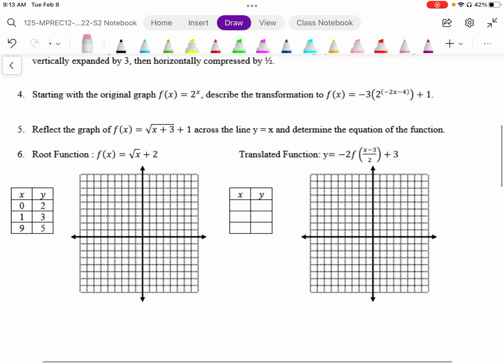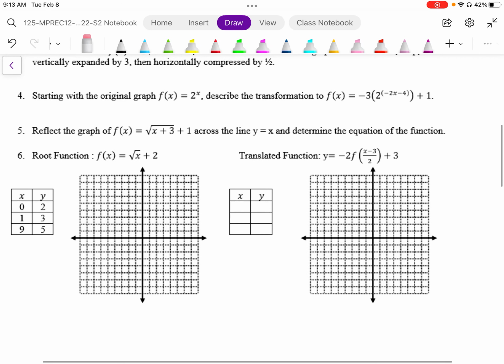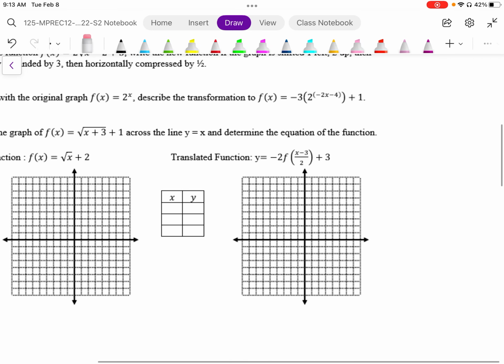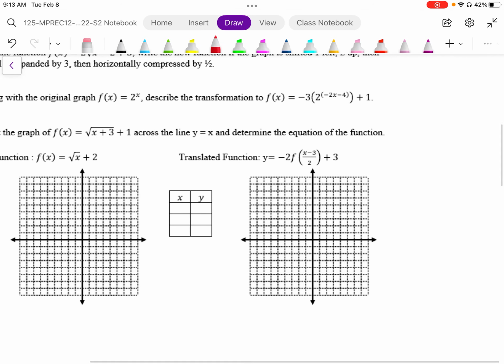Question number 5 says reflect the graph across the line y equals x and determine the equation of the function. Well, that reflection is an inverse. So when we reflect across the line y equals x, we're talking about an inverse. So I'm going to rewrite this equation.